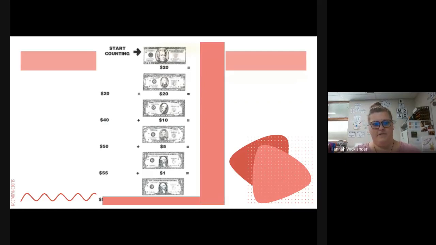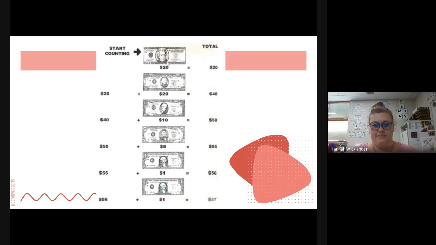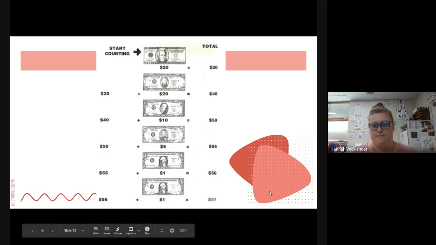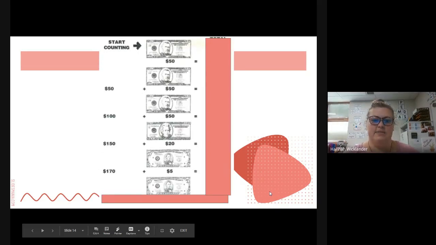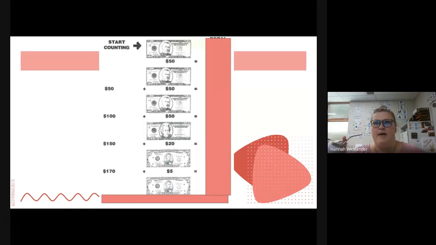Nailed it. $57. Good job. So 20 plus 20 is 40, plus 10 is 50, 50 plus 5 is 55, 55 plus 1 is 56, and 56 plus 1 is 57. Okay, add these ones up. You have 3 $50 bills, a $20 bill, and 2 $5 bills.